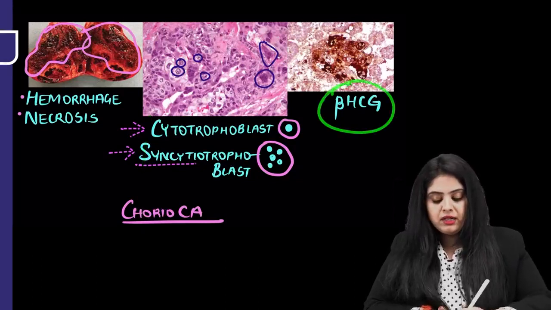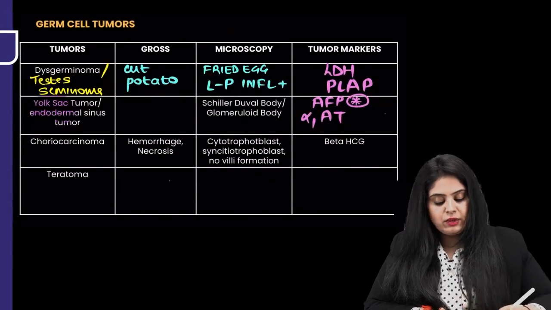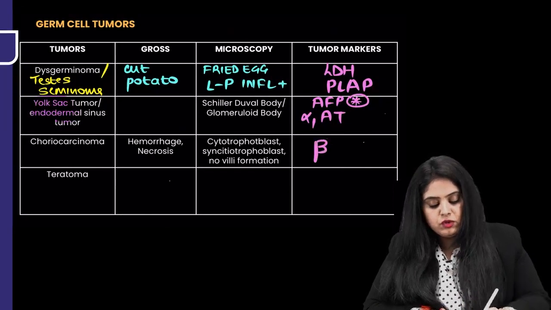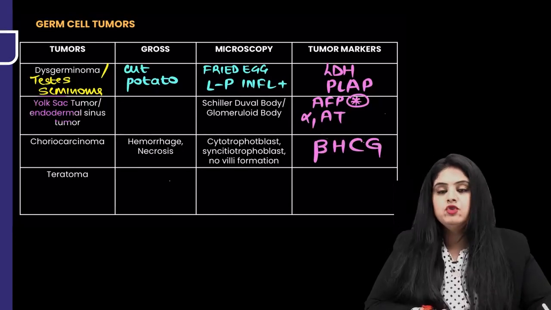And what is the tumor marker? Everyone knows it is beta HCG. So I think we are sorted when I come to this information. I'll write it for you. The tumor marker is beta HCG.